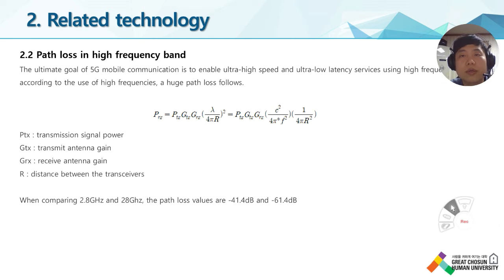Comparing 2.8 GHz and 28 GHz, the path loss is valued as minus 41.4 decibel and minus 61.4 decibel respectively, indicating that the path loss value is very large when using high frequency band.